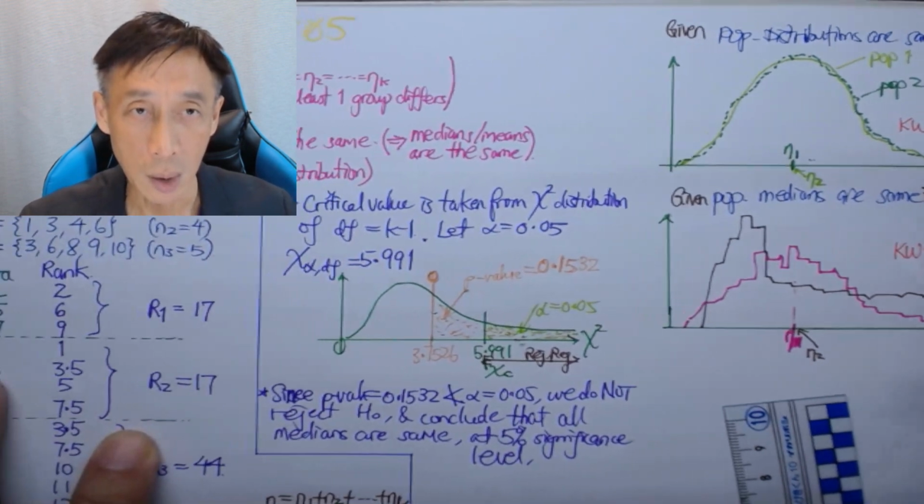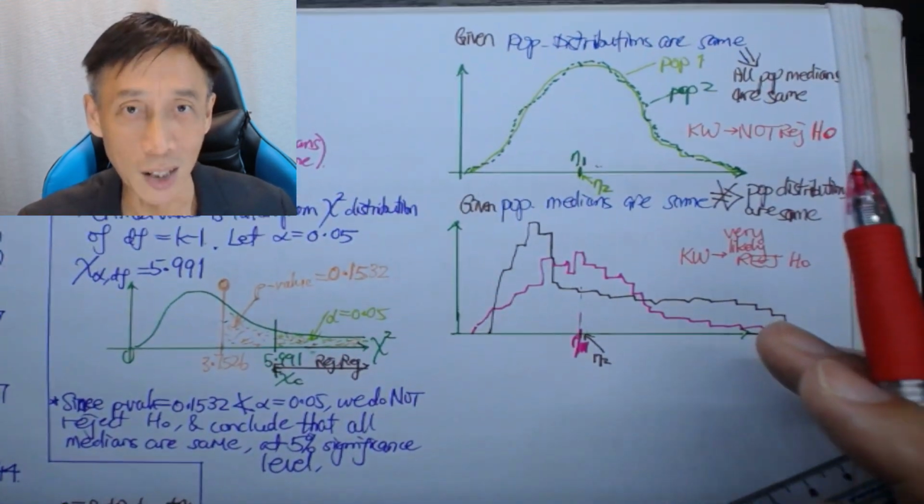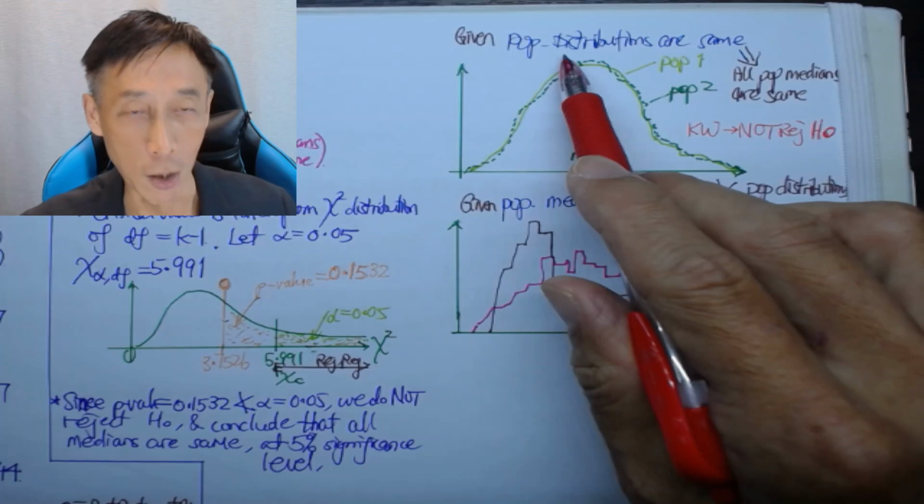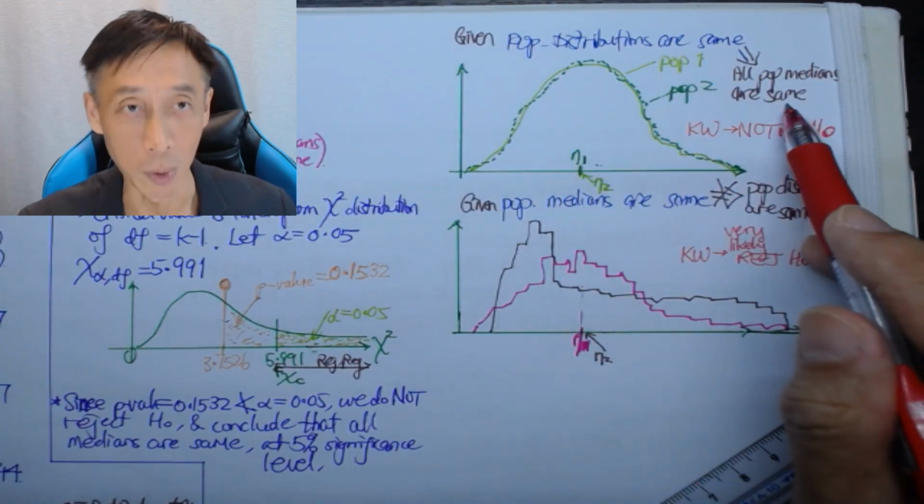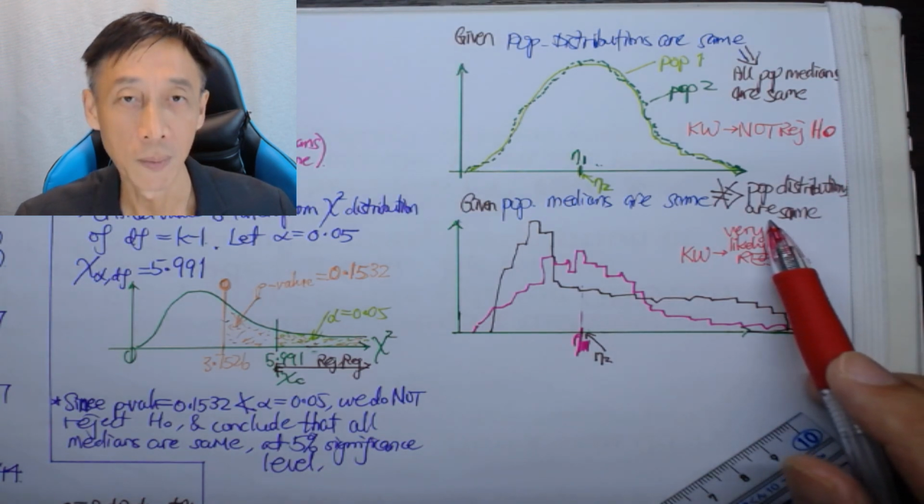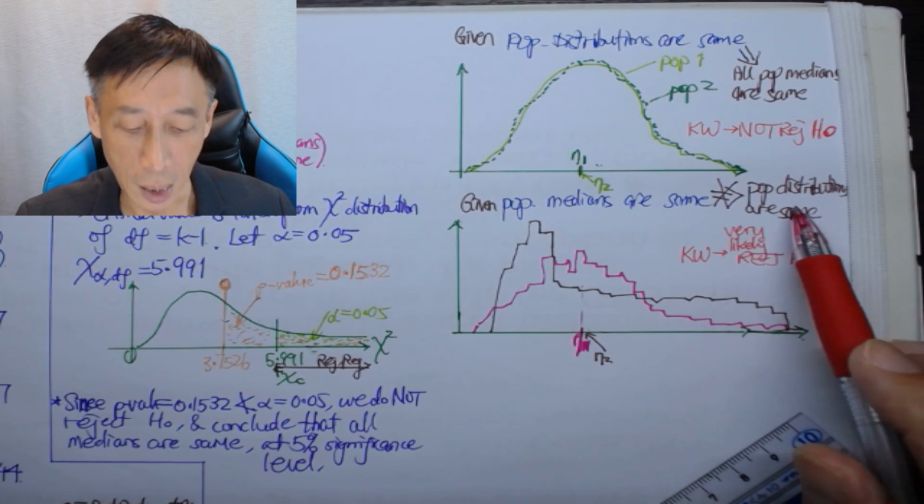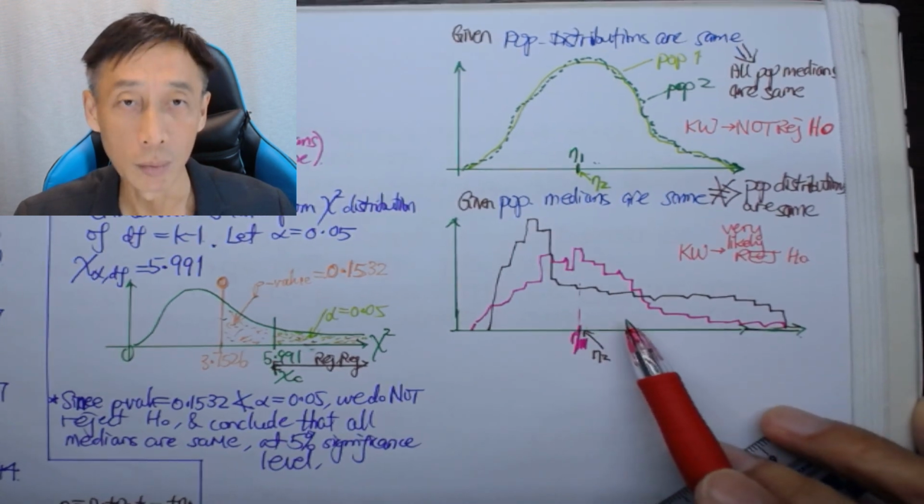Once you do not reject, Kruskal-Wallis is telling us a lot of information, much more than what we want. All that we want is that all the medians are the same, right? But Kruskal-Wallis is saying, not only that, actually I know that all the distributions are the same. So which implies what we want. However, when Kruskal-Wallis rejects the H naught, it is telling us that the shapes don't match at all.